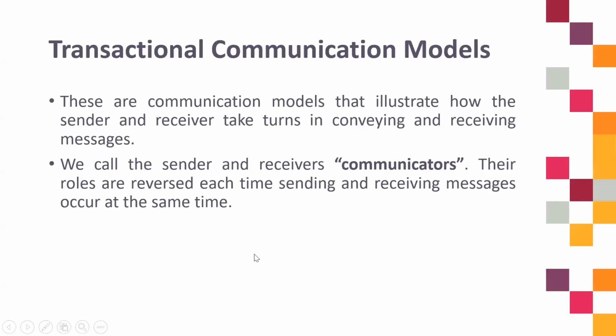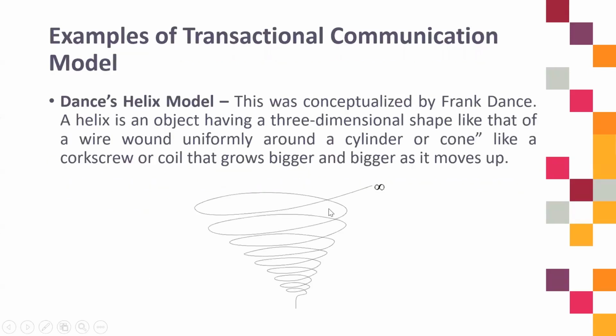So these are communication models that illustrate how the sender and the receiver take turns in conveying and receiving messages. We call the sender and the receiver communicators. So their roles are reversed in sending and receiving the message, occurring at the same time. So that's the transactional communication model. One example of a transactional communication model is the Dance helix model.